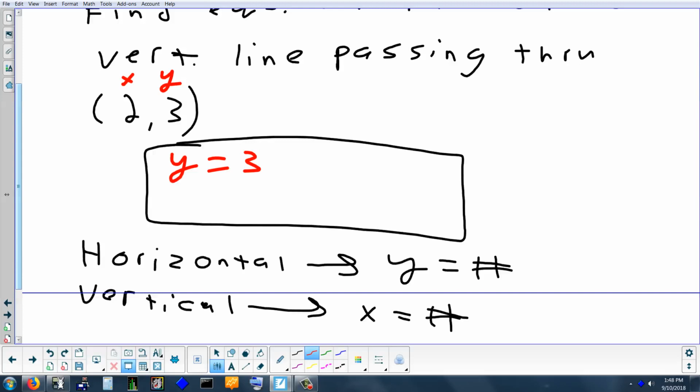What the calculator can't do is a vertical line. That's a vertical line at x equals 2. Can't draw it on the calculator, but it would go right through the point 2, 3. Okay, so those are two special cases. Everything else is on a diagonal. That's y equals mx plus b.